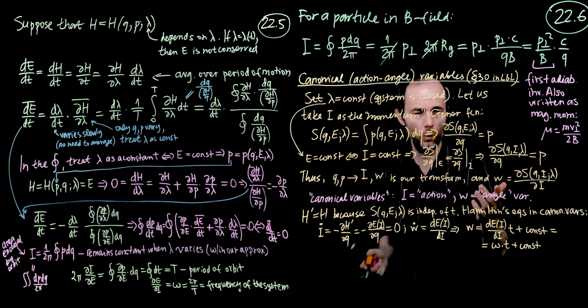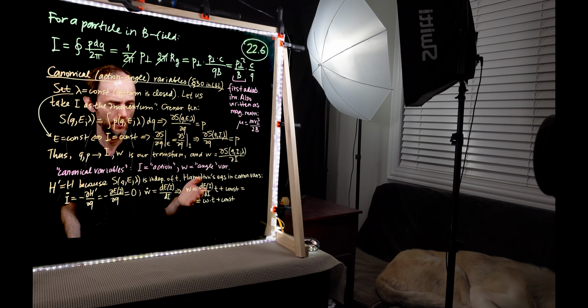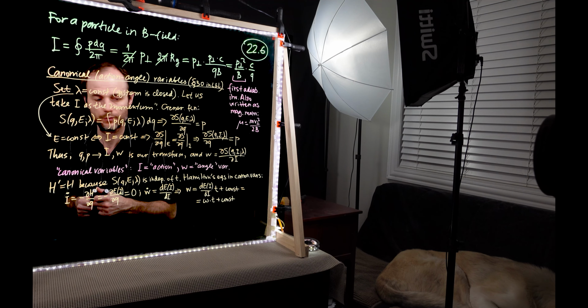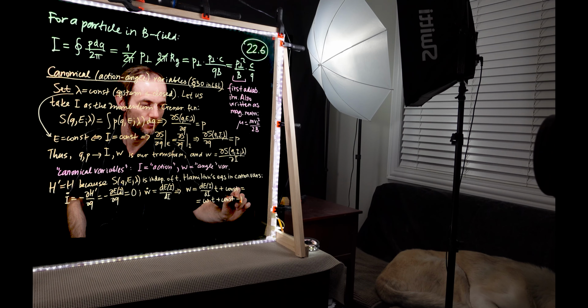You might wonder, why is our omega a constant? Well, that's because this derivative only depends on I, and I within our approximation is a constant. So that's precisely why we can treat omega as a constant and integrate straight up. So this w is the phase of the oscillations.